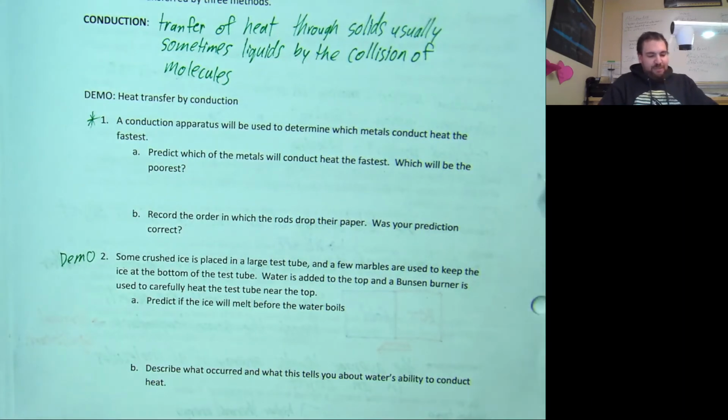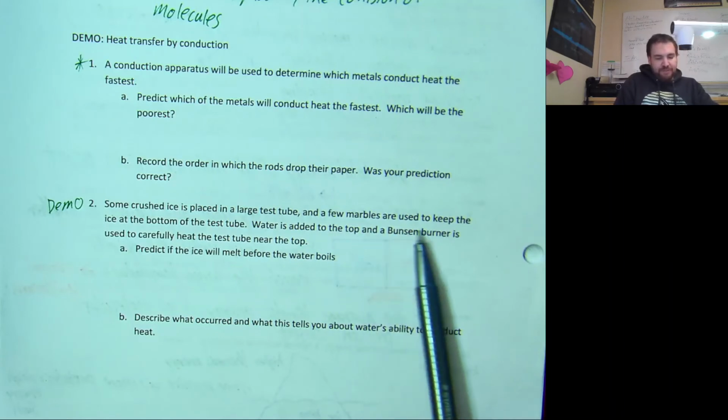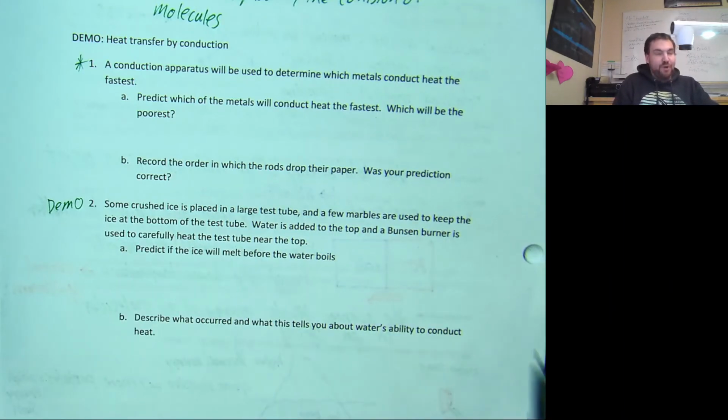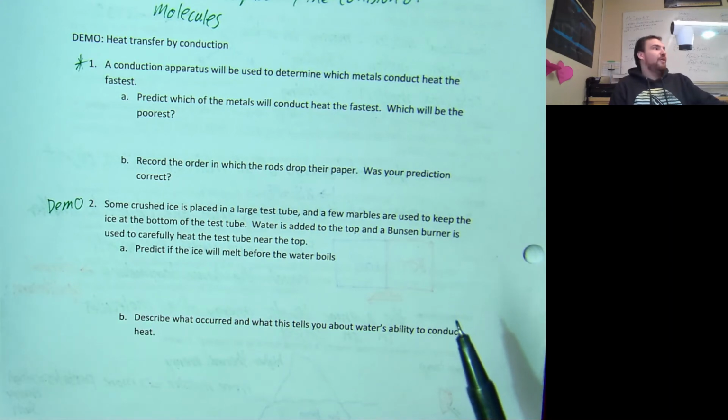Some crushed ice is placed in a large test tube. We're not going to have time to do this one today. I'll do it tomorrow. A few marbles are used to keep the ice at the bottom of the test tube. We're going to add water to that test tube, and you guys are going to have to tell me whether the ice is going to melt or the water is going to boil first.